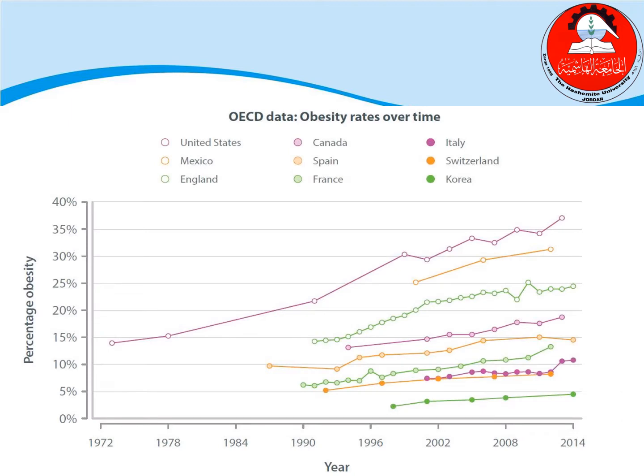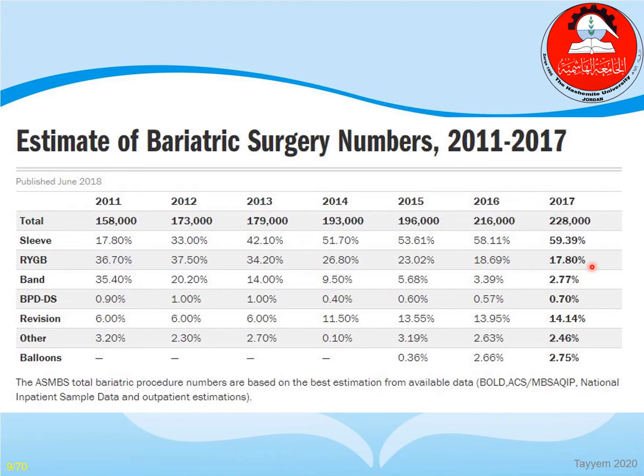This slide illustrates that obesity has been growing, and the fastest growth was in US citizens, followed by Mexicans, and followed by the British. Bariatric surgery has been getting popular by the year. You can see in 2011, 158,000 procedures were carried out compared to over 200,000 procedures in 2017. And sleeve has been the commonest procedure since then.